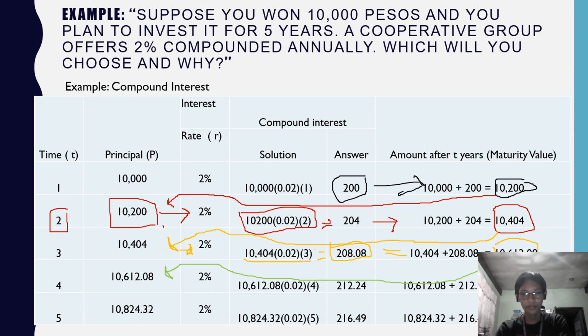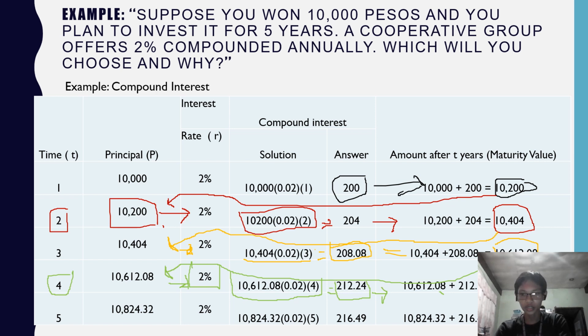So in the fourth year, as the cycle continues, it will be multiplied by 2% and the fourth time. So 10,612.8 times 2% times 4 is equal to 212.24. So 212.24 will be added to 10,612.8, and the answer will be 10,824.32.